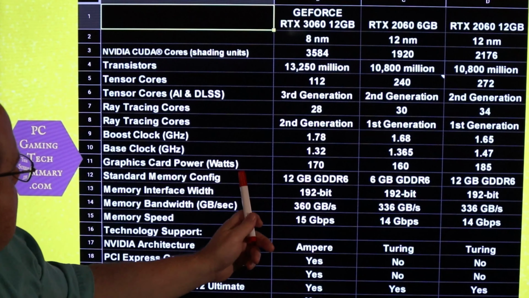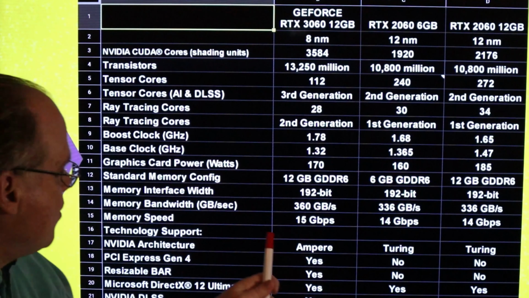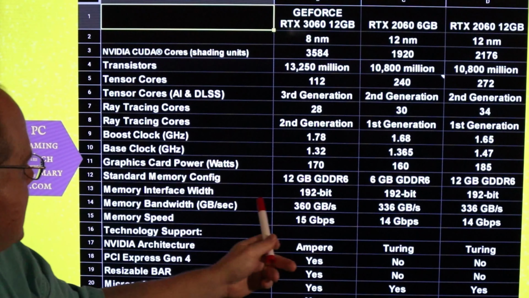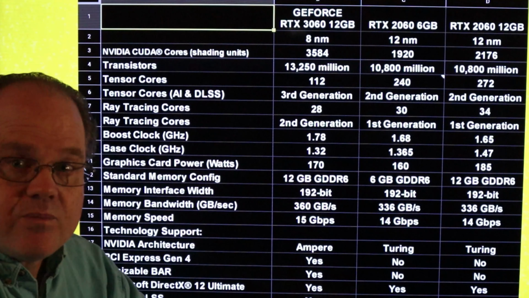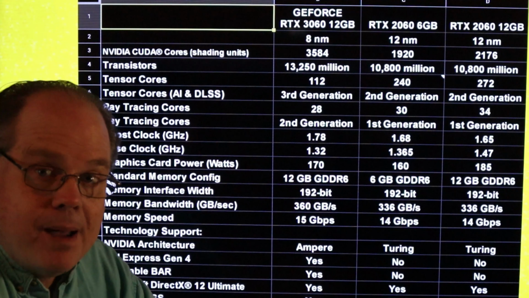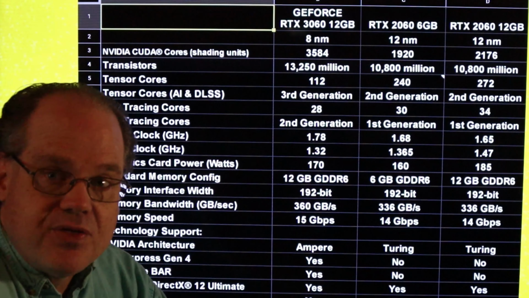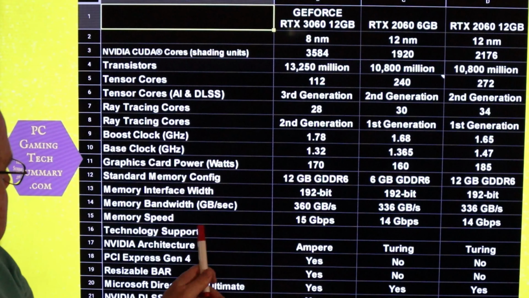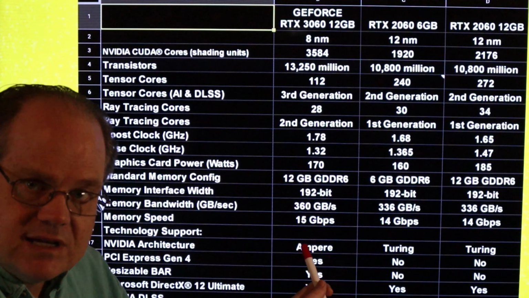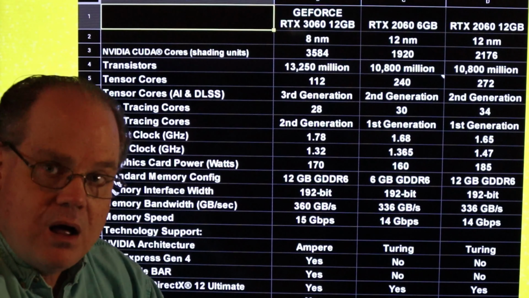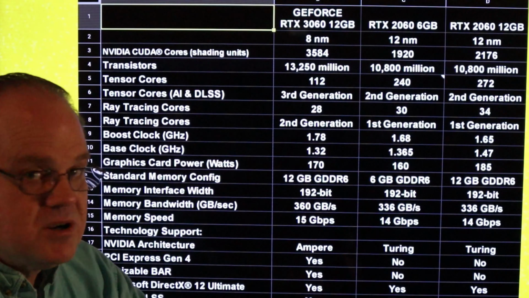We've got the amount of memory, memory interface width. They're all the same, don't worry about that. Memory bandwidth, gigabytes per second: the 3060 can handle a bit more information than the others, and the speed is faster on the 3060, just slightly. You've got different architecture as well. It's Ampere on the 3060 and Turing on the 2060s. So Ampere's an improvement.